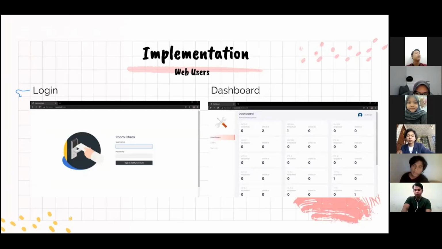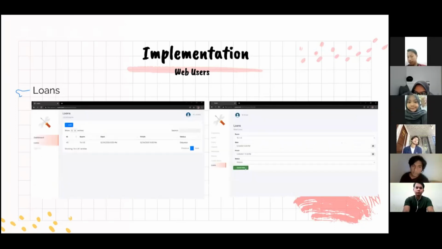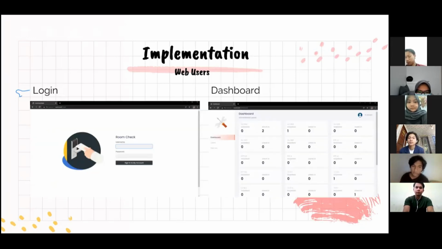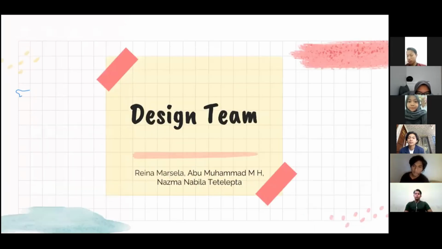Thank you. Okay, implementation web user. This section is the web display that users can access, which consists of a login to enter the web, a dashboard to view available rooms, and launch to borrow a room. Okay, next slide.